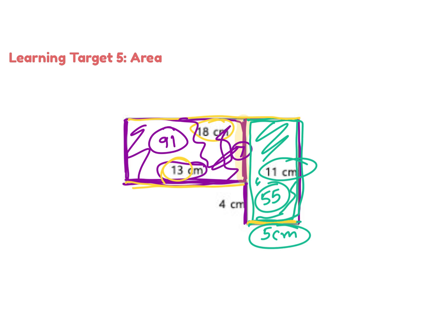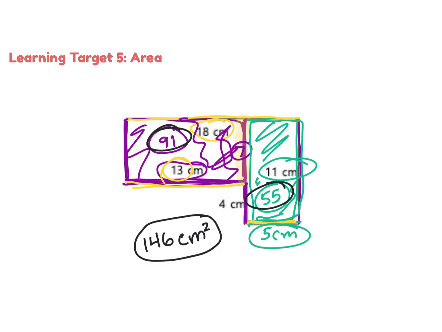But now I want to know the area of both of them put together. So I'm going to add 91 plus 55, and I get 146. Since my label is centimeters, I'm going to call it centimeters squared. Area is always counting the amount of squares inside.